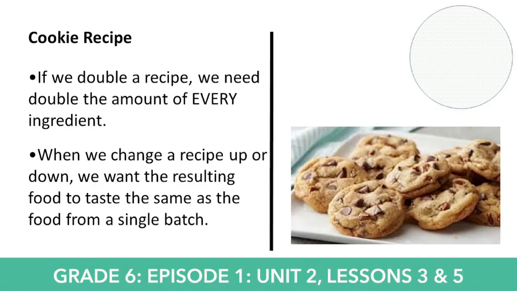Well, if we double a recipe, we double the amount of every ingredient in the recipe. So for example, if my cookies call for 3 eggs, I'm gonna double that and make sure I add 6 eggs. And when I'm done, I'm gonna actually end up with twice as many cookies as I would with a single batch. It's really important when we scale a recipe either up or down that we make sure that the cookies taste exactly the same as if I was making that single batch. Let's give it a try.